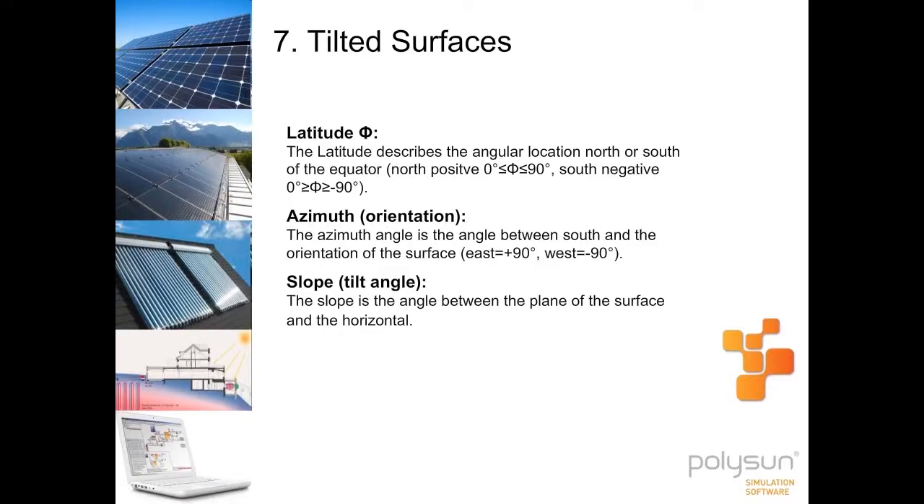Another important property of a solar system is the orientation and slope of the collector. Again, it is necessary to clarify some definitions. Latitude describes the angular location north or south of the equator. North is always a positive angle while south is a negative angle. The azimuth angle is the angle between south and the orientation of the surface. To the east it is positive and to the west negative. The slope is the angle between the plane of the surface and the horizontal. It is called tilt angle as well.